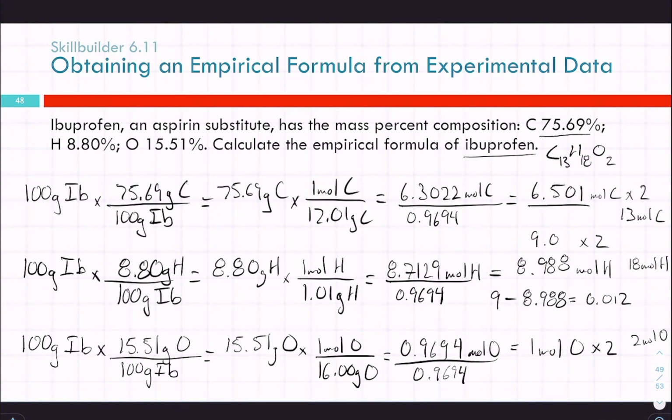You got the times 2 from where again? So times 2 is because we have to multiply 6.5 times 2 to get a whole number.